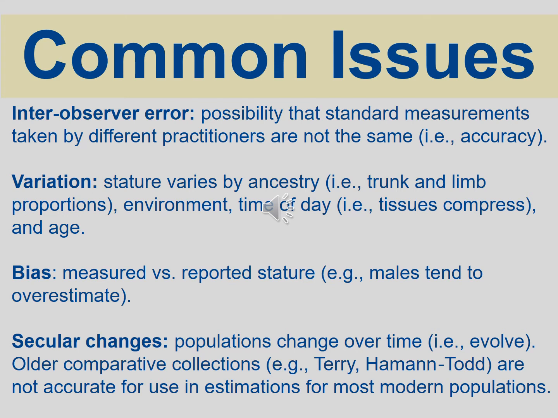And another component that I've alluded to is secular change. Populations over time evolve and change, and we observe that variation. Some of the early 20th century collections that accumulated, like the Terry and the Hamann-Todd, are not very accurate anymore for use in modern people, because they lived and died, goodness, almost a century ago. For some individuals, 50, 70 years ago for most.